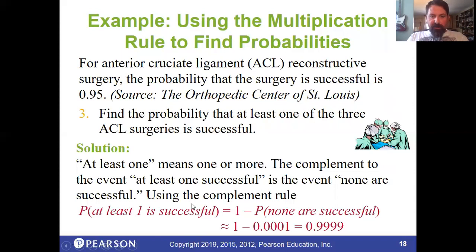And the relationship between the probability of an event and its complement is the probability of an event is 1 minus the probability of its complement. We already calculated this in the last slide. None are successful carried this 1 out of 10,000 shot. So the probability that at least one of the three is successful is 0.9999, 99.99% chance. Almost a certainty, but not. Super likely though.